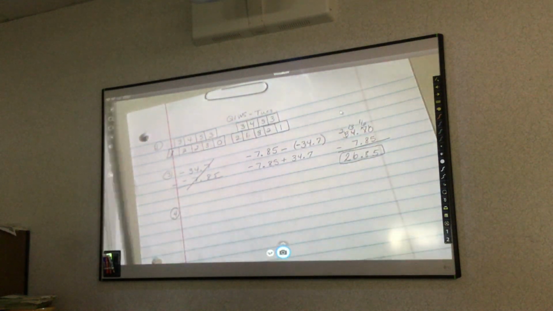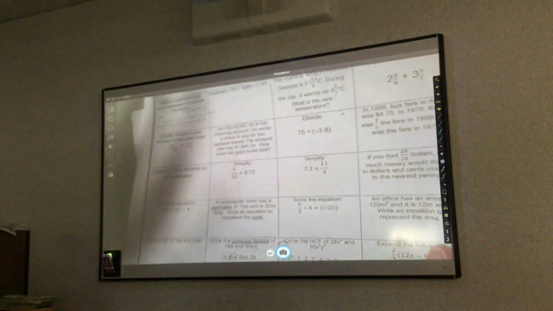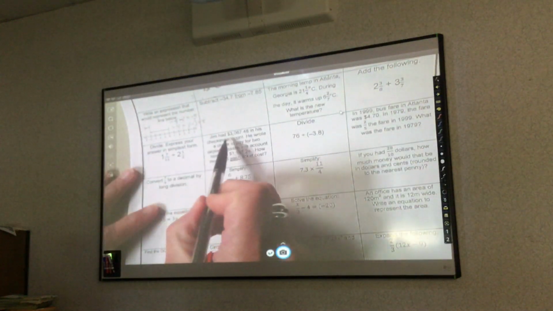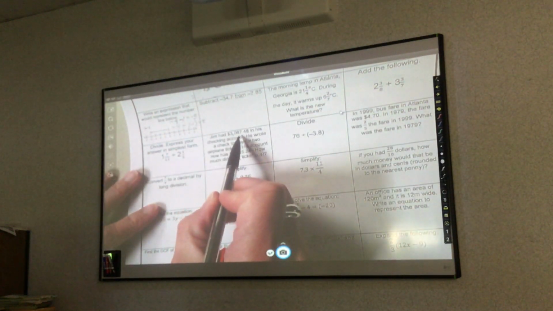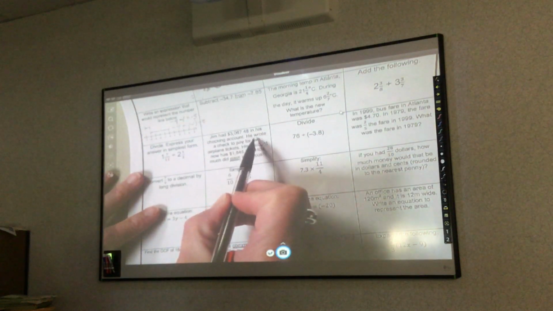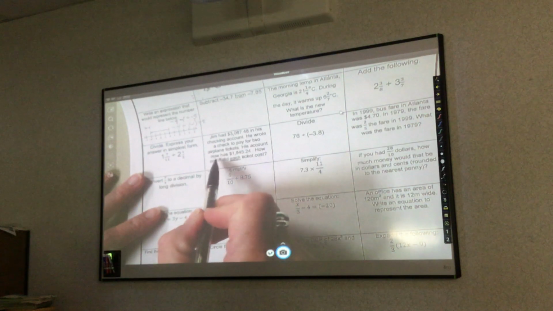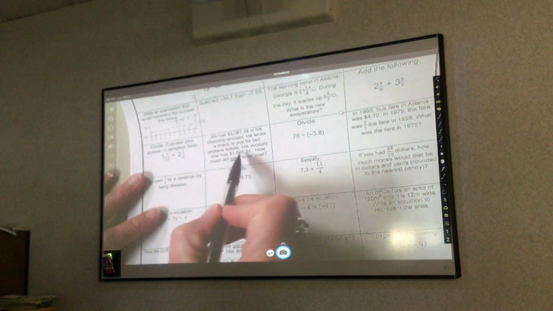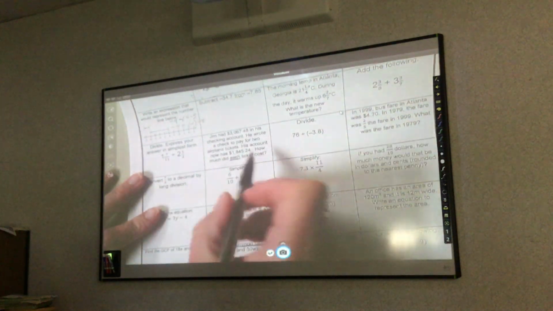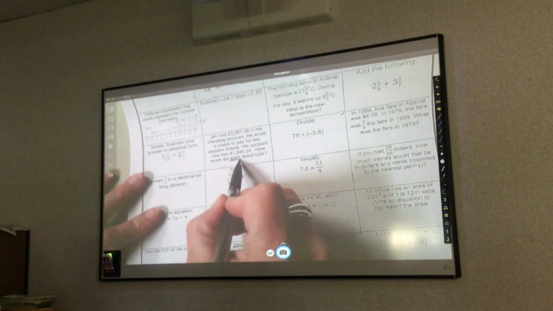Number 4. Jim had $3,067.48 in his checking account. He wrote a check to pay for 2 airplane tickets. His account now was $1,845.24. How much did each ticket cost?